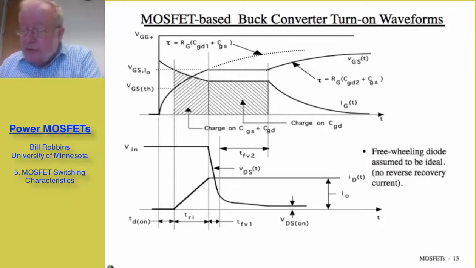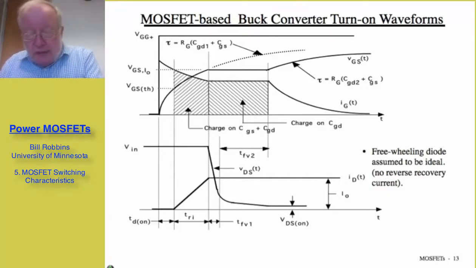However, the gate to source voltage doesn't immediately jump, because we're charging up the gate to source terminals through that resistor R_G. So there's an exponential rise in the gate to source voltage, and until the gate to source voltage reaches the threshold voltage, nothing changes. When we reach the threshold voltage after a so-called turn-on delay time, which one can calculate from the equivalent circuit that I was showing earlier, then the drain current begins to rise.